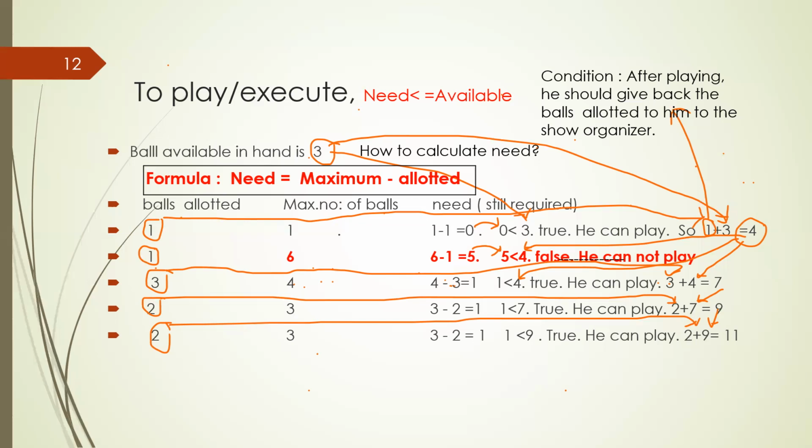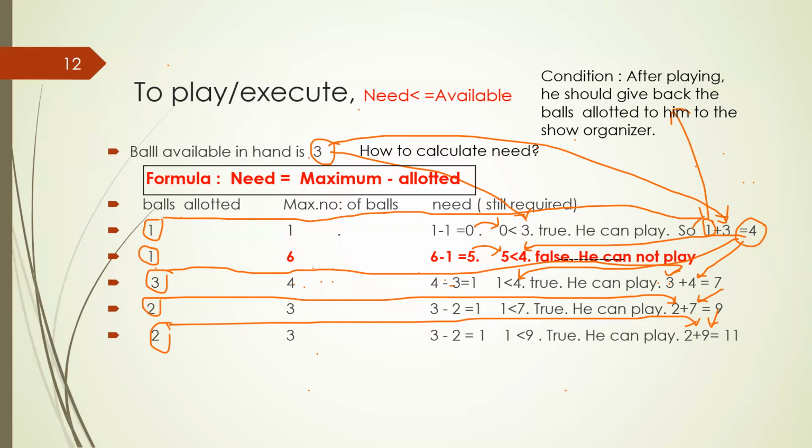Then take the third magician. The balls allotted to him is 3. Maximum number of balls he can play at a time is 4. So need is 4 minus 3 equal to 1. 1 less than 4. True. He can play. Then after playing, he has to give back the balls allotted to him. He has returned back 3 balls. The balls already available is 4. So 3 plus 4 equal to 7.